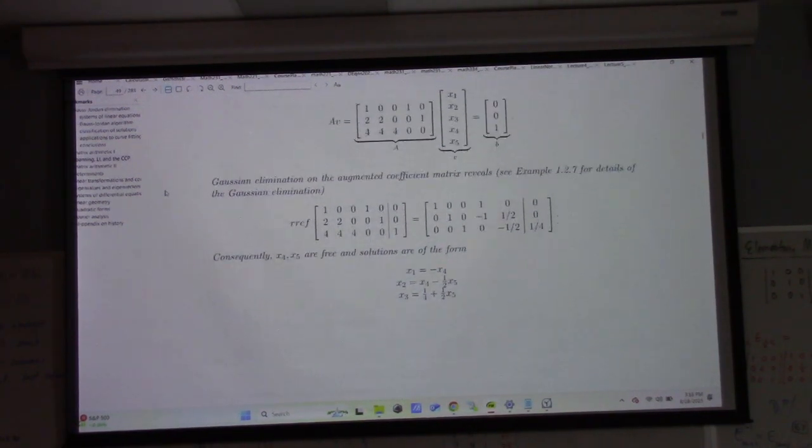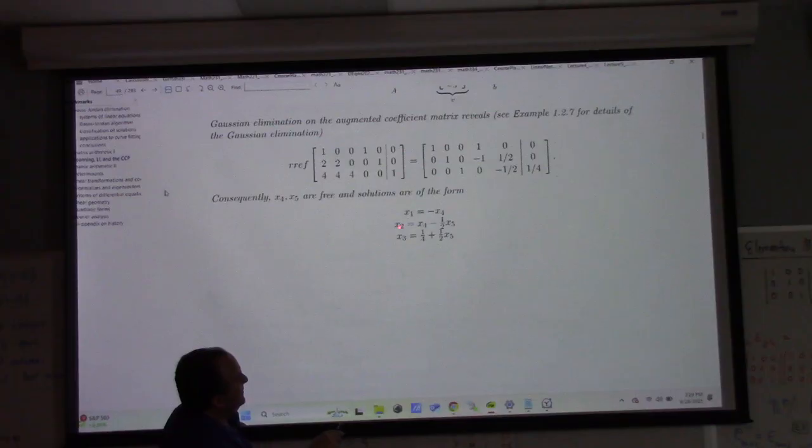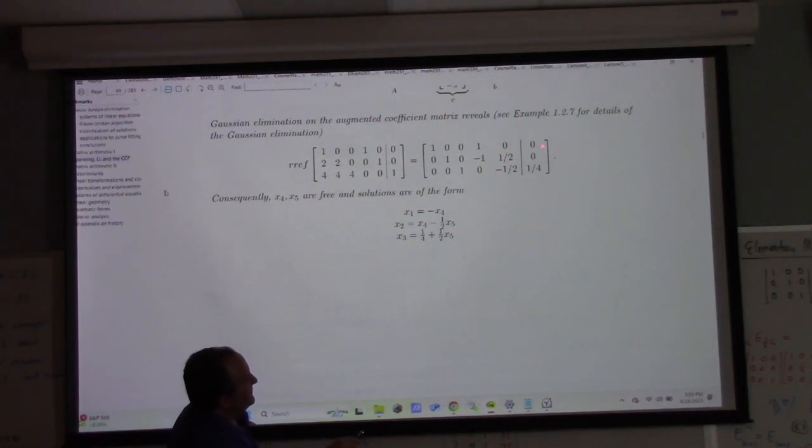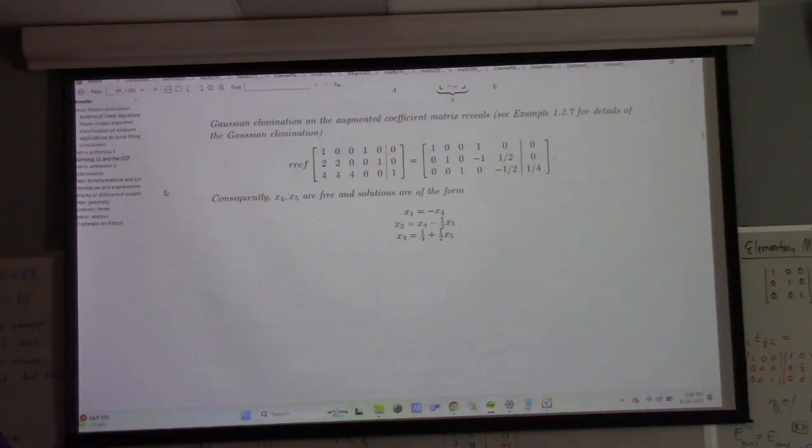So there they are. x1 is minus x4, x2 is x4 minus 1/2 x5, and x3 is 1/4. You see where the quarter came from? The quarter is this quarter. The reason this is minus x4 is because it's a plus 1 here. So when I rewrite this first row, it's x1 plus x4 equal to 0, which gives me x1 equals minus x4. x2 minus x4 plus 1/2 x5 equal to 0. When I move the x4 and the x5 to the other side, it changed from a minus 1 to a 1, and from a plus 1/2 to a minus 1/2, all right?